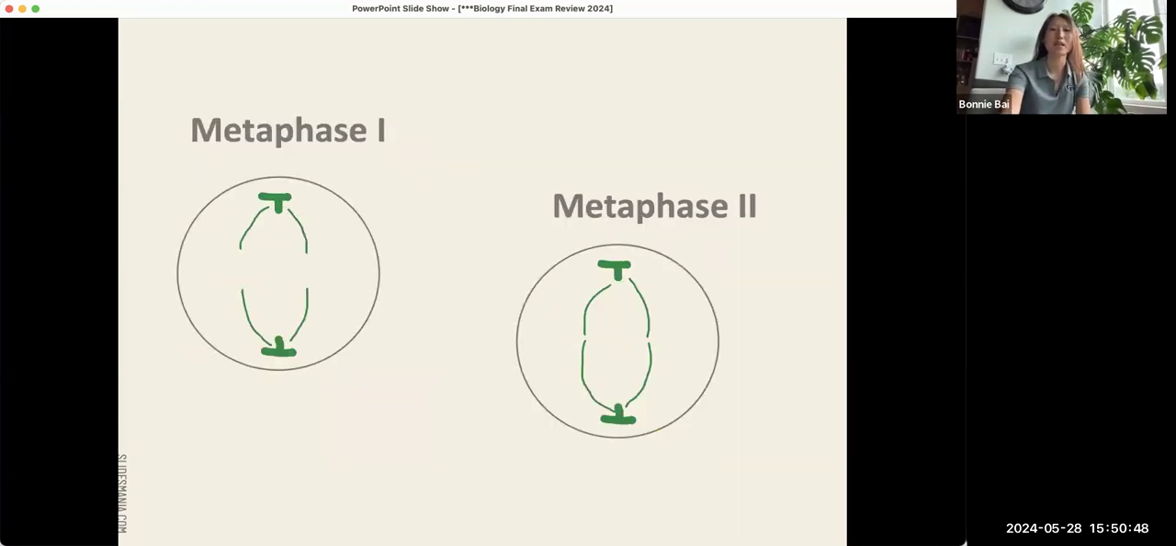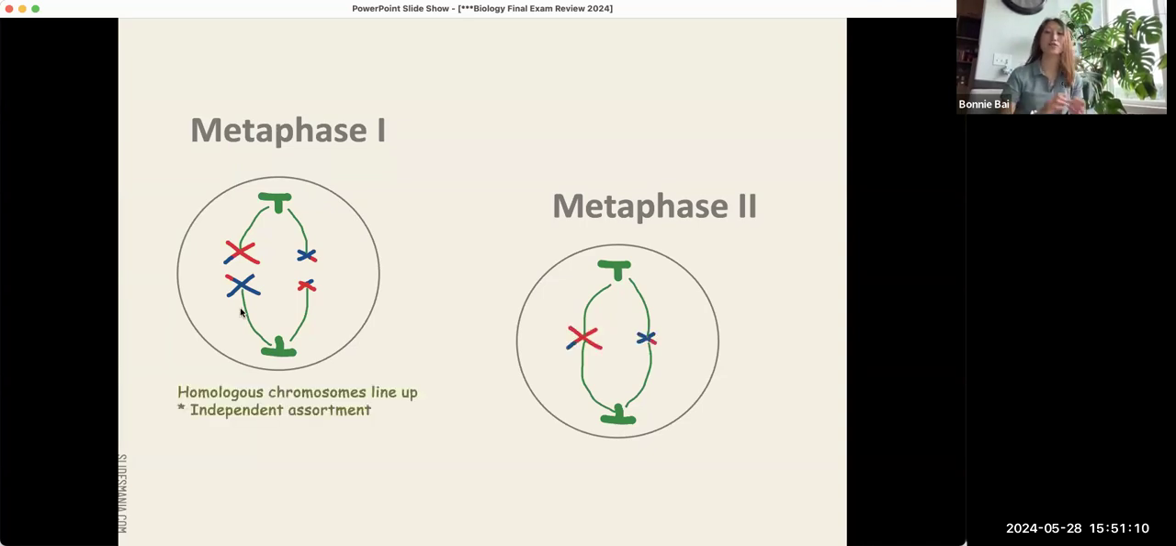Let's take a look at metaphase 1 and 2. Metaphase 1 has the homologous chromosomes line up at the metaphase plate. These are homologous chromosomes, right? 1 on each side of the cell. These are homologous chromosomes, 1 on each side of the cell. We do this, or you can do this. It doesn't matter. Either way, you have the homologous chromosomes line up and they're going to separate from each other.